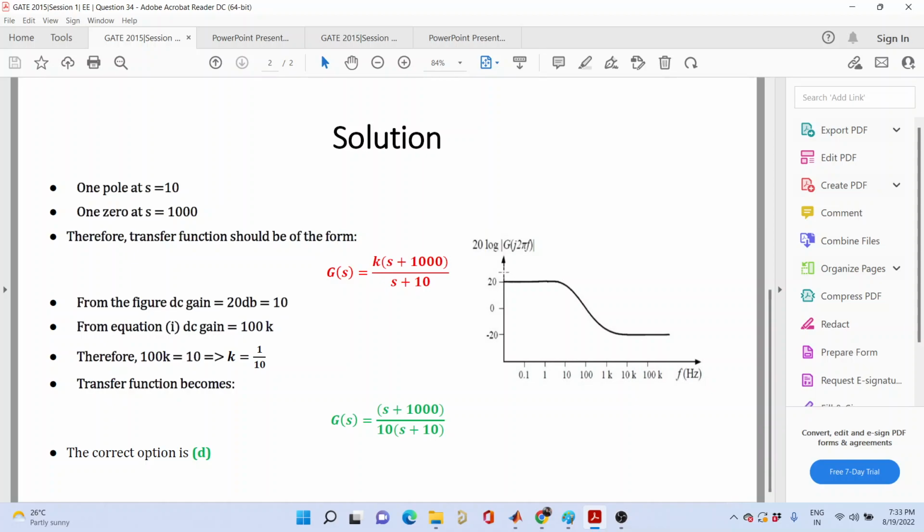Now from the graph, what do you get? That is 20 dB. So 20 dB means 20 log 10 equal to 20, so in magnitude it will be 10. So 100k must be equal to 10, so k must be equal to 1 by 10. From there you substitute k and we get the transfer function as this. So the correct option is D.